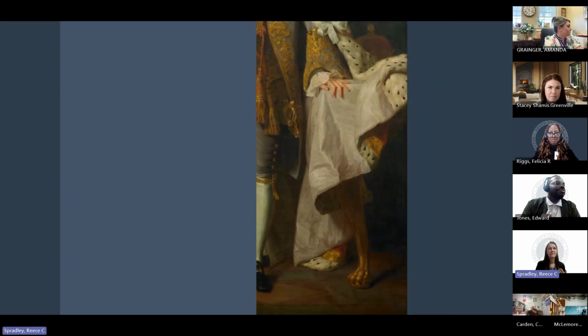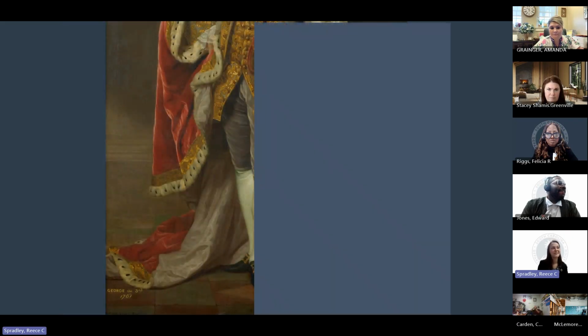So again, we see fancy furniture. We see some fur, older style of clothing. What do we notice right here in the top right? Clothing, we see a crown, right? And now we're going to go to our last quarter. We can see a name and a date, right? So we now know this is a picture of George III, and it was painted in 1767.